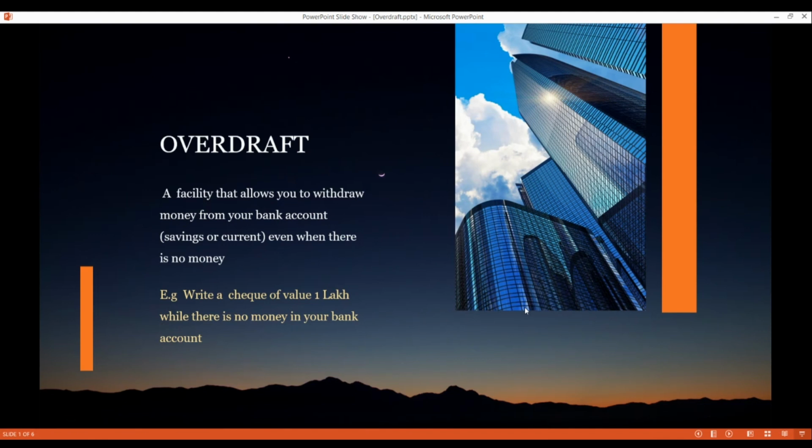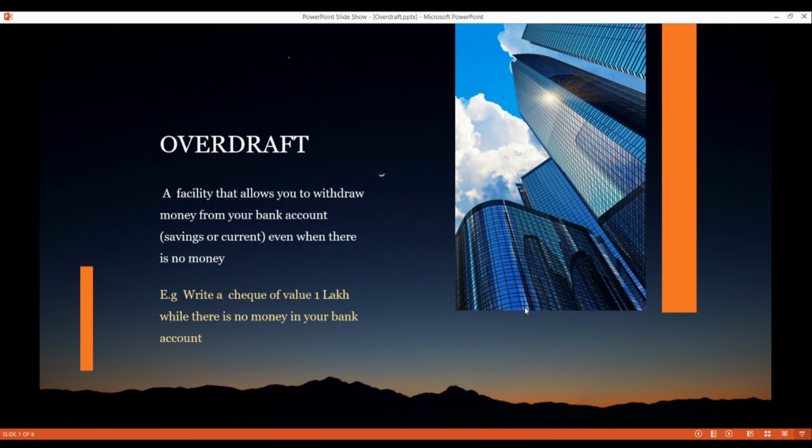Today we're going to talk about overdraft facility given by most of the Indian banks and what are the pros of it, what are the cons of it. Before we go more into the pros and cons, let's spend some time understanding what this overdraft facility is all about in two lines.